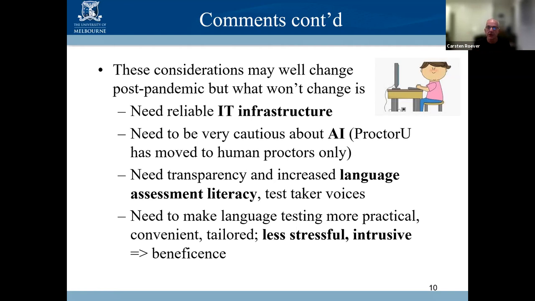These balances may shift, but there are some things that won't change. We continue to need a reliable IT infrastructure because technology will not go away. It will only grow in its role. I think we need to be very, very cautious about AI. ETS, I know, for scoring writing does not use entirely AI. They have an AI-based system, but there's always a human scorer co-scoring. As Luke said, we need transparency. We need increased language assessment literacy. And I really like the idea of test taker voices. I really do think we need to listen to test takers.